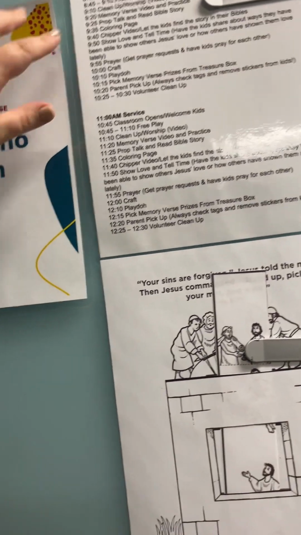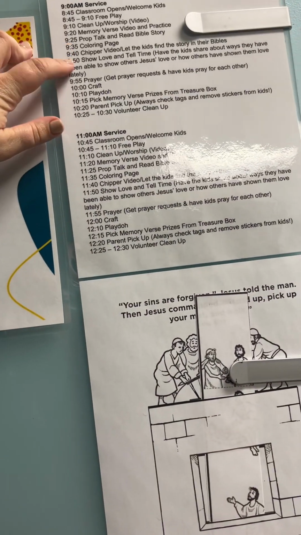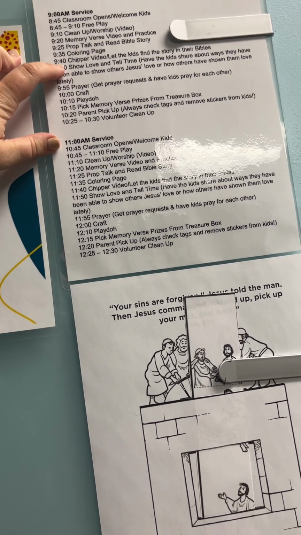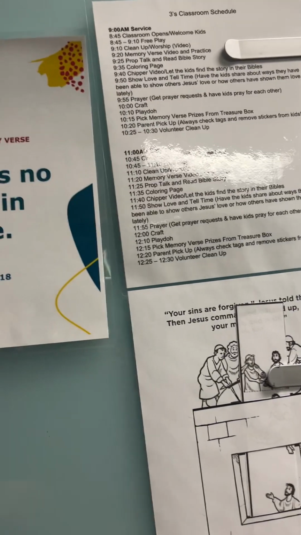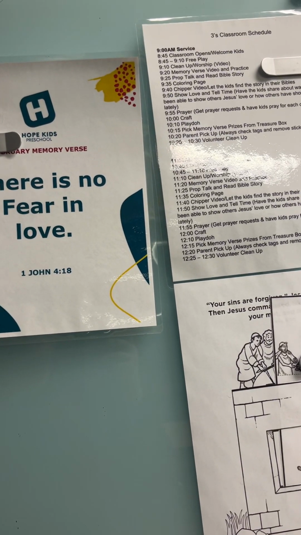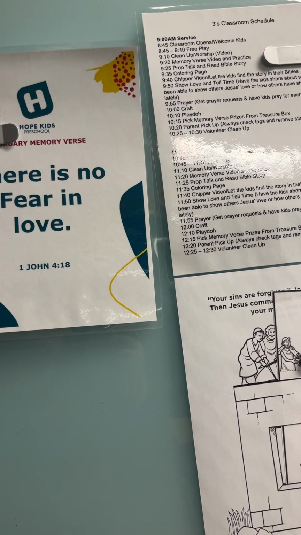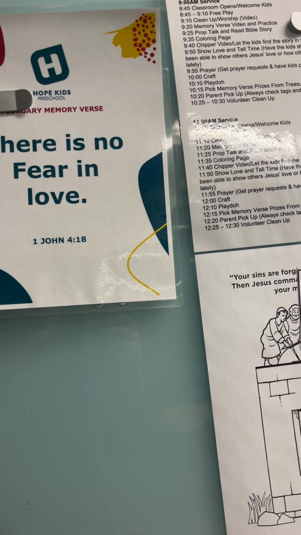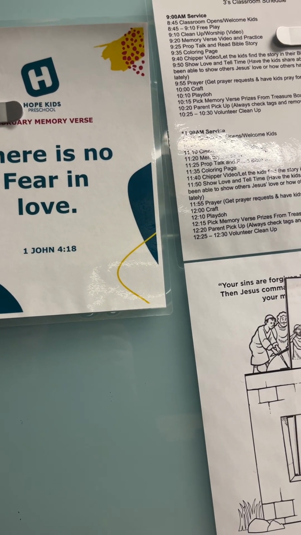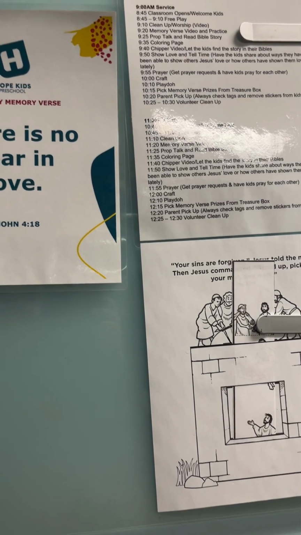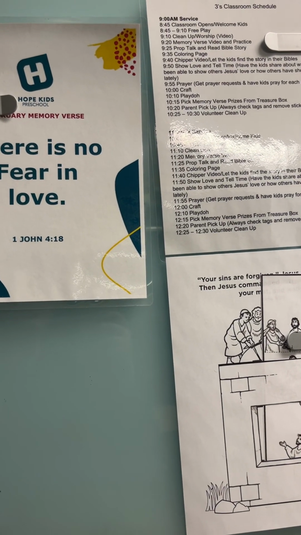And then that other new segment that we just have in the 3-year-olds and 4 through K, I don't think the 2-year-olds can really think through this yet, but it's a show love and tell time. So with that, we're just helping them to brainstorm and think about what are ways people have shown Jesus' love to them, how have they shown Jesus' love to others, how could they show Jesus' love to others. And it might take a little while to get them really talking about that, but I think the more we do it, the more they'll start to recognize it, and hopefully they'll grow in that more.